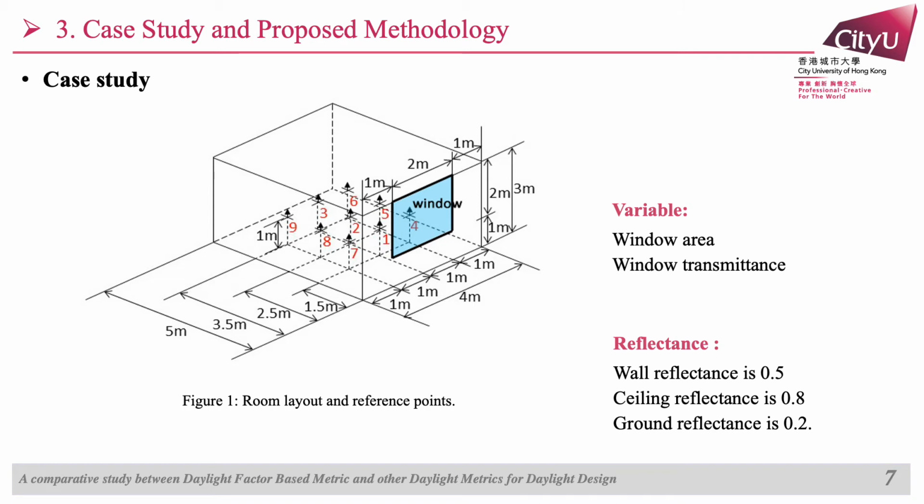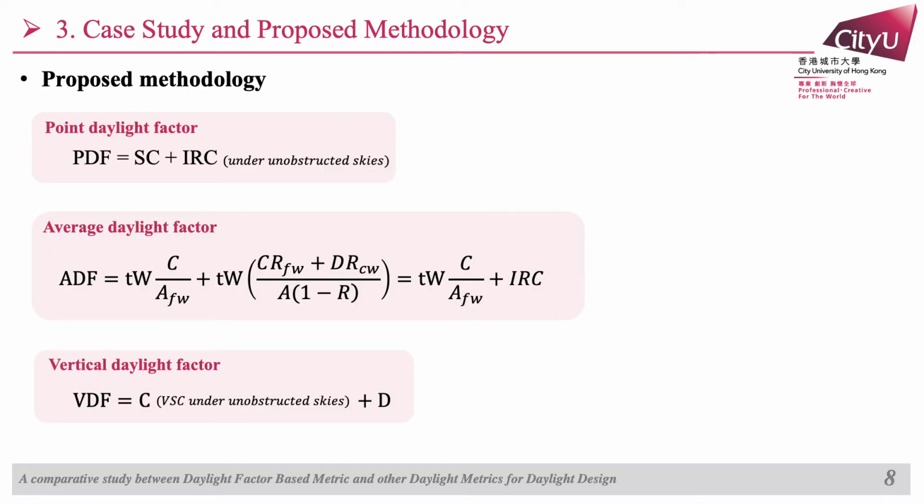The third part is case study and the proposed methodology. This figure shows the room layout for case study, and there are 9 reference points in the room. Window area and transmittance are the 2 variables. These 3 equations were used to calculate the PDF, ADF, and VDF.